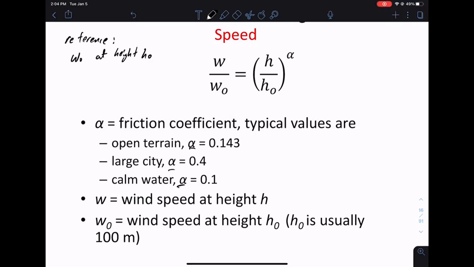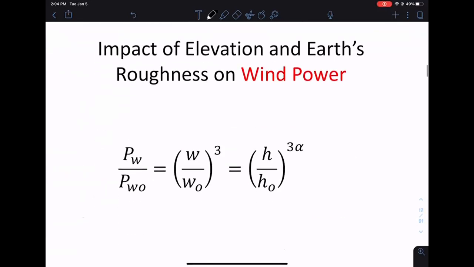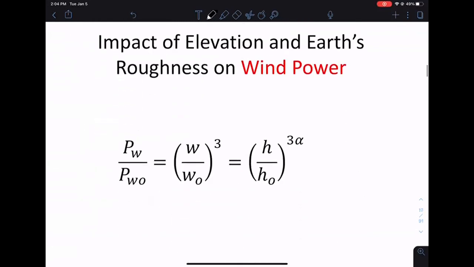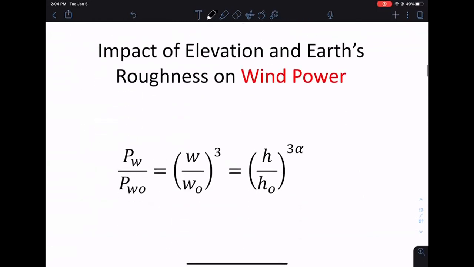Then we can convert the speed relationship to a power relationship. Power is speed cubed. So if you measure the amount of wind power available at a reference height, then the power at another height is given by a factor with exponent 3 alpha. The 3 comes from the cubic relationship with speed.